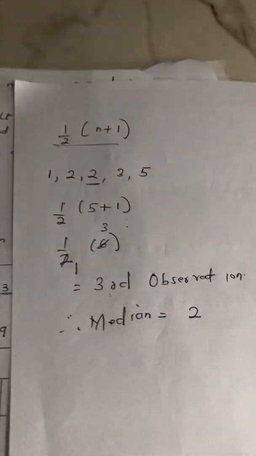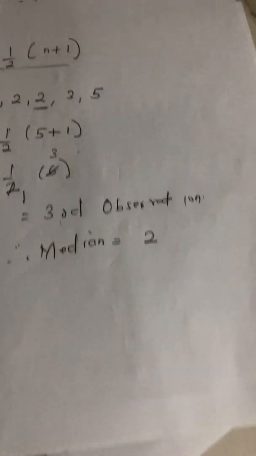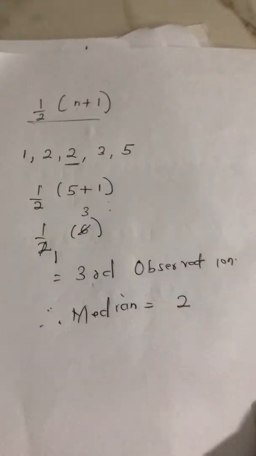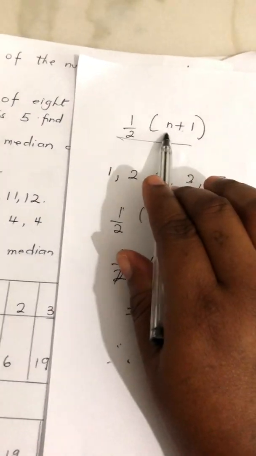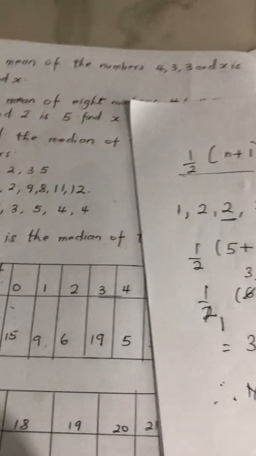When it is an odd number, that is only when you add 1 to it. Okay, now let's take the next question. We'll come to when n is an even number. Let's deal with the odd numbers first.